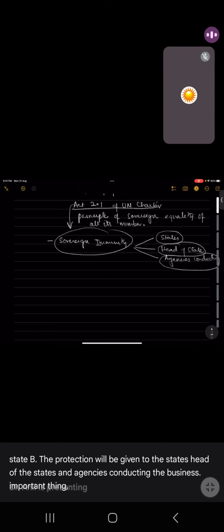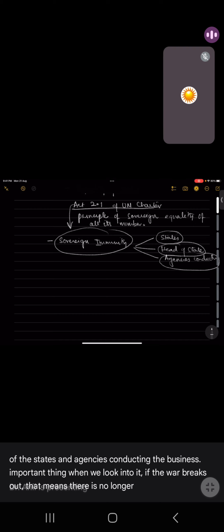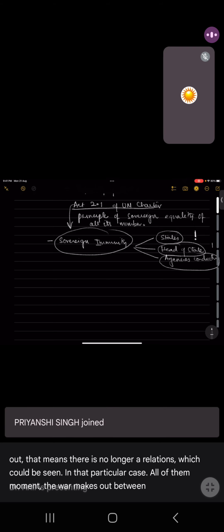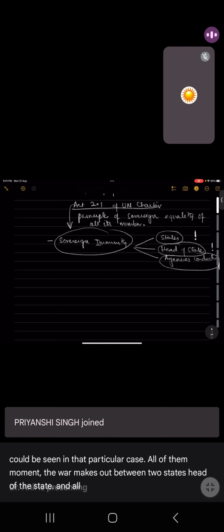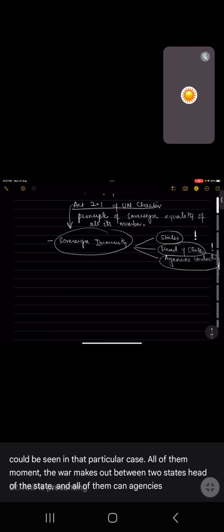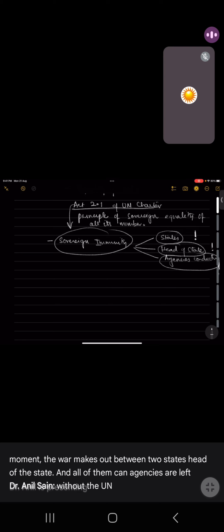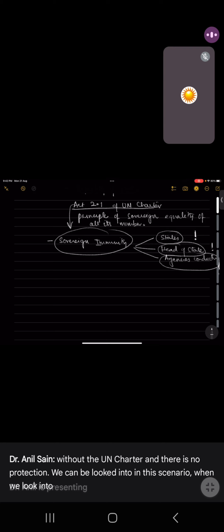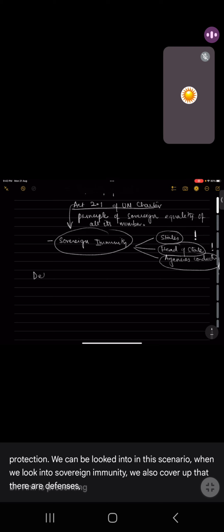An important thing when we look into it: if the war breaks out, that means there are no longer relations which could be seen in that particular case. The moment the war breaks out between two states, the head of the state and all the agencies are left without the UN Charter, and there is no protection. In this scenario, when we look into sovereign immunity, we also cover that there are defenses which are available.